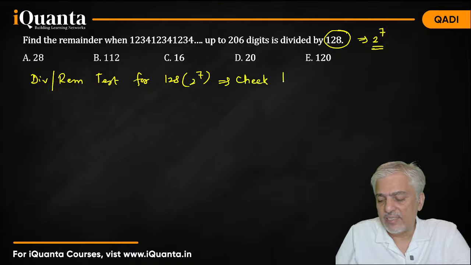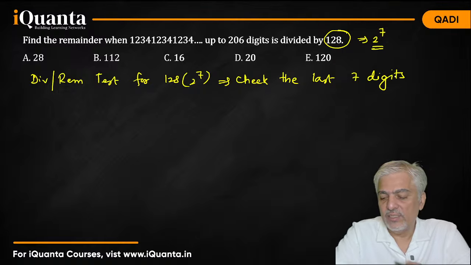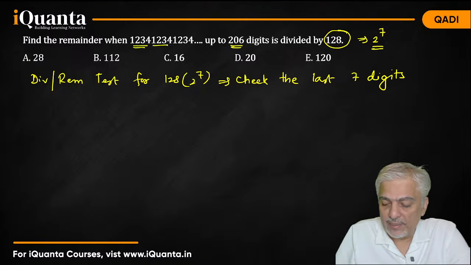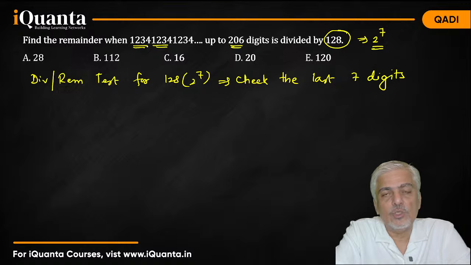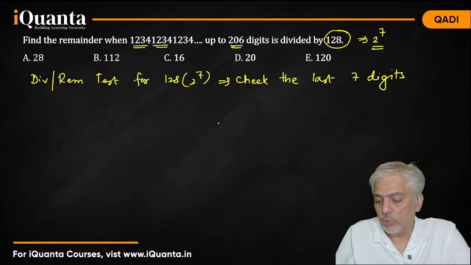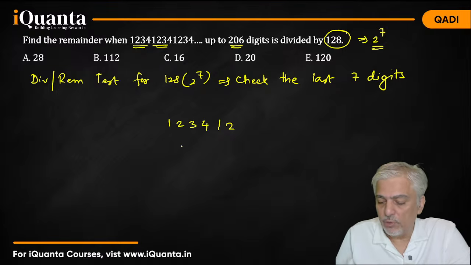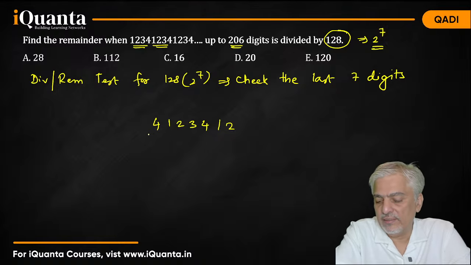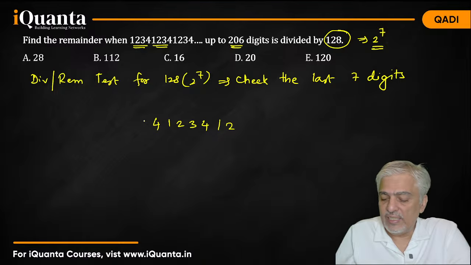Check the last 7 digits. We need to check the last 7 digits. So here they had said 206 digits are there, and 1, 2, 3, 1, 2, 3, 4 is repeating, right? So 204 is divisible by 4. So the last 2 digits are 1, 2. उसके पहले के 4 digits are 1, 2, 3, 4, and this is the 7th last digit. So these are the last 7 digits.